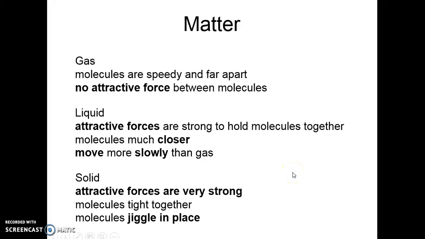The major differences between the different states of matter really is how fast they're moving. Gas molecules are moving so fast that they can't be attracted to each other. In a liquid, they're moving more slowly so they can get attracted to each other, but they're not so attractive that they permanently stick. And then in solids, you have them moving so slowly that the attractive force is enough to hold them tight together, and so they jiggle in place.